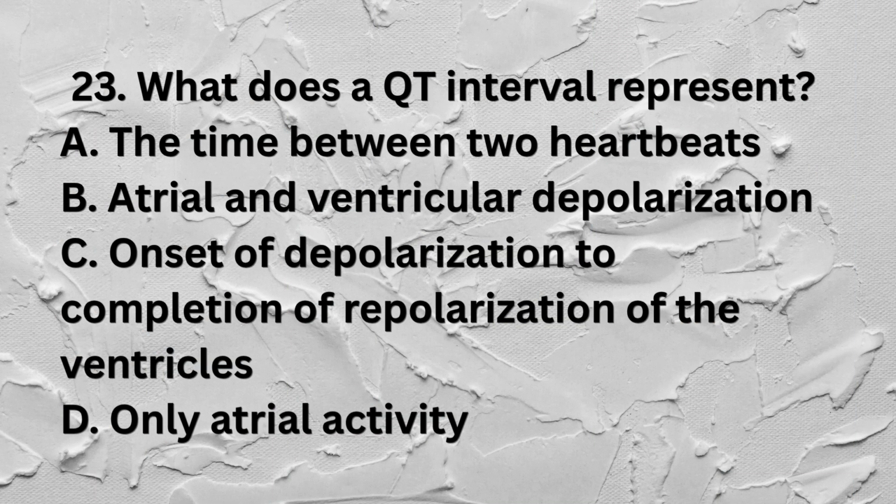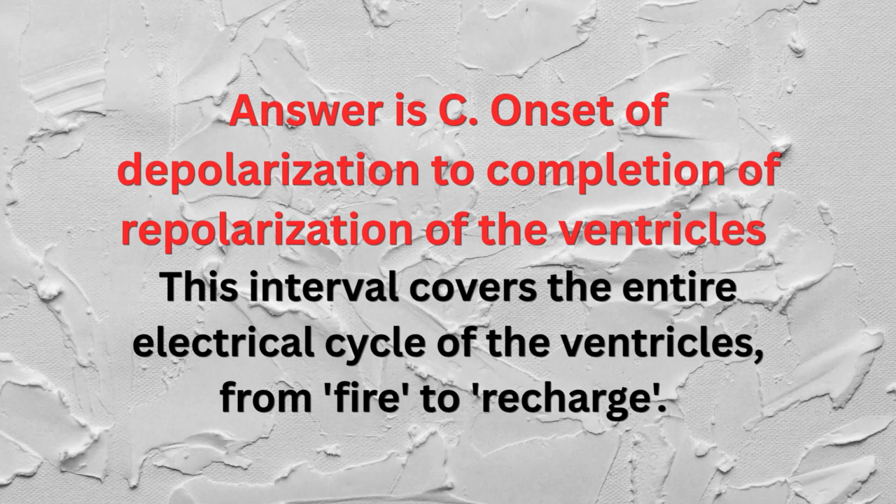What does a QT interval represent? A. The time between two heartbeats. B. Atrial and ventricular depolarization. C. Onset of depolarization to completion of repolarization of the ventricles. D. Only atrial activity. Answer is C. Onset of depolarization to completion of repolarization of the ventricles. This interval covers the entire electrical cycle of the ventricles, from fire to recharge.